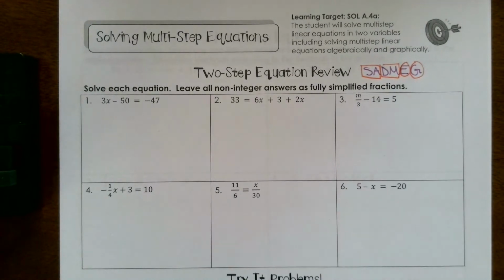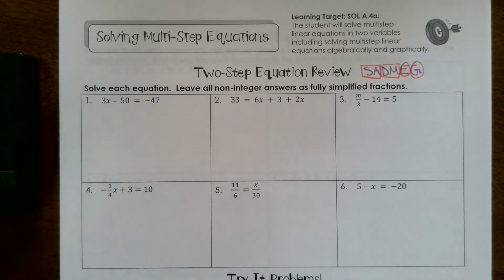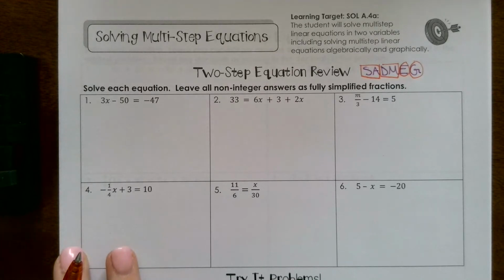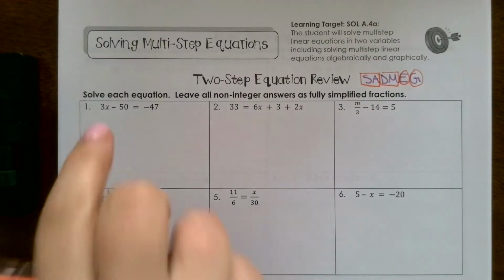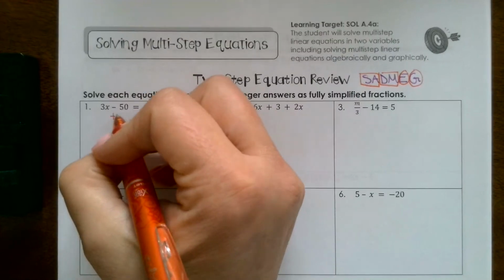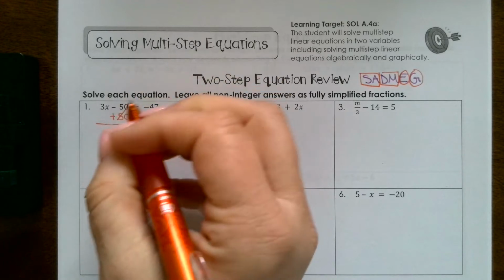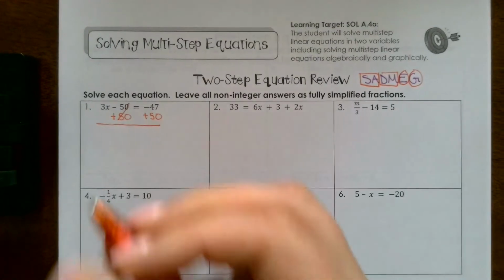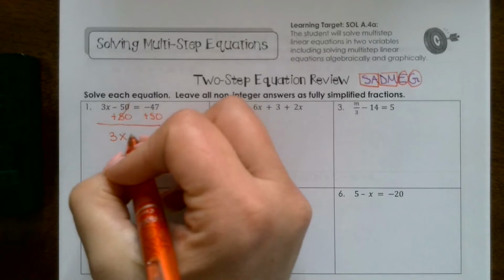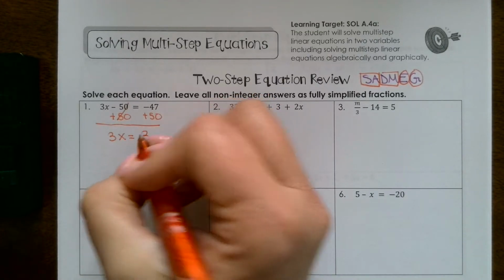So let's take a look at 3x minus 50 equals negative 47. Well, this is subtraction. I want to remove or add or subtract first. My goal is for 50 to be 0 on this side. So if it's minus 50, I'm going to use my inverse operation and I'm going to add 50 to both sides first. Negative 50 plus 50 is 0. And now I have 3x equals negative 47 plus 50, which is 3.